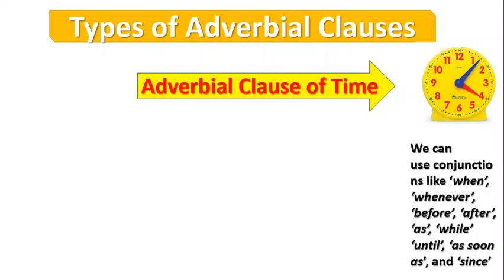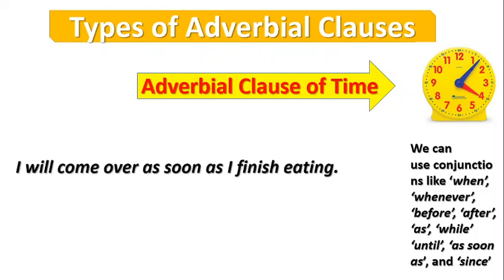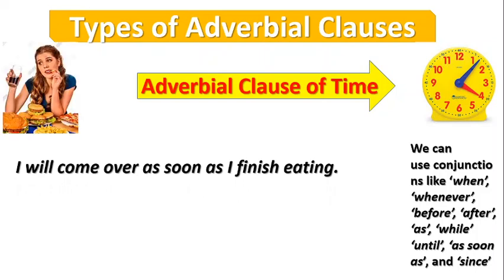So once we see any of the conjunctions on your screen, they are likely to tell us the time of an action. Let's look at this sentence example. I will come over as soon as I finish eating.